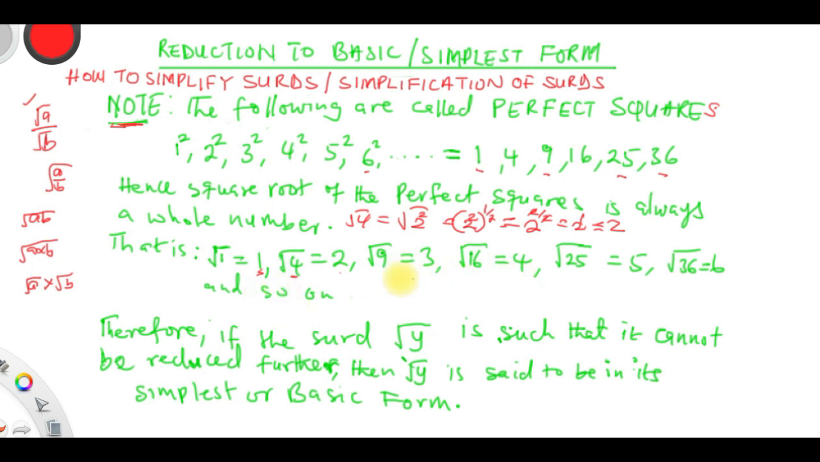So the square root of 9 is 3. The square root of 16 is 4. The square root of 25 is 5. The square root of 36 is 6, and so on and so forth.